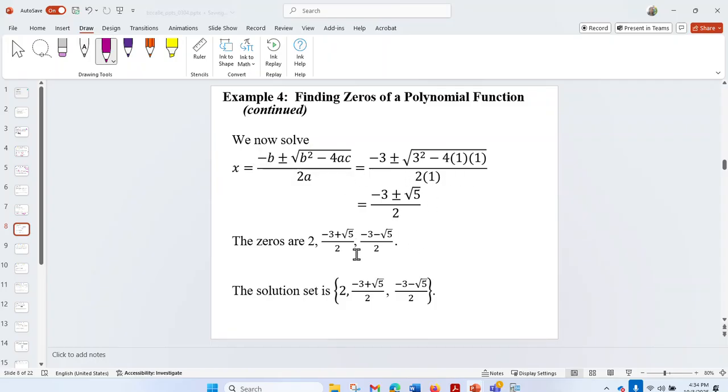You do have two real solutions, okay? This is two real solutions. One is positive, one is negative. All right, so that is all your solutions in here.